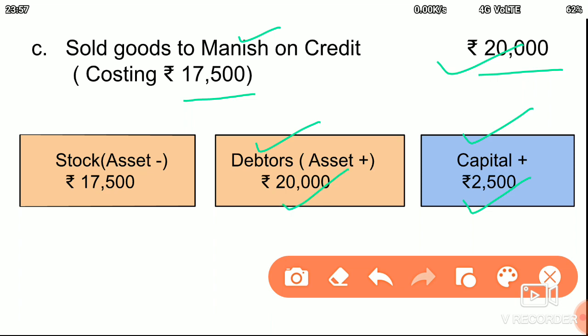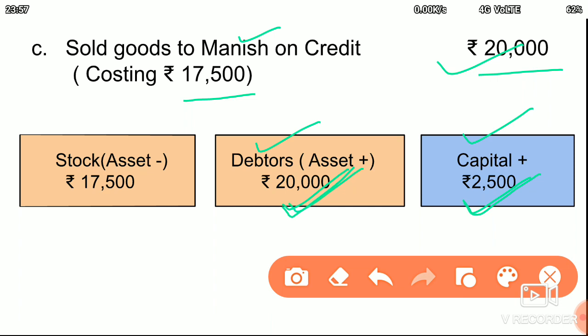So I hope you are clear that if there is a profit here, the capital will get affected and it will increase by 2,500 because there is a profit in this transaction of 2,500. On the other hand, Manish is a debtor. He has to pay 20,000. So the debtors will increase because Manish did not pay this amount to the business. So the business will be receiving this amount. So Manish at present will become a debtor and the debtors will increase by 20,000 rupees with the amount payable.